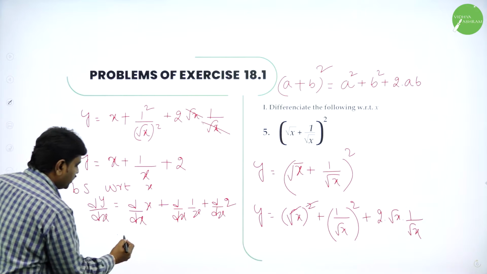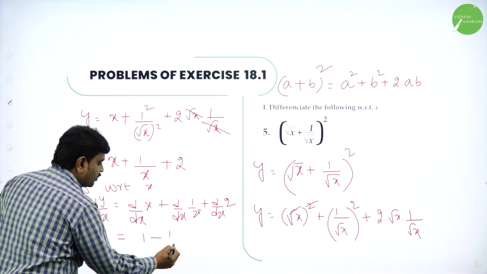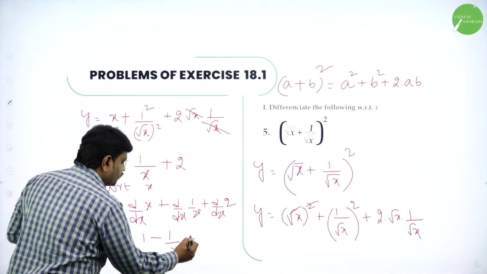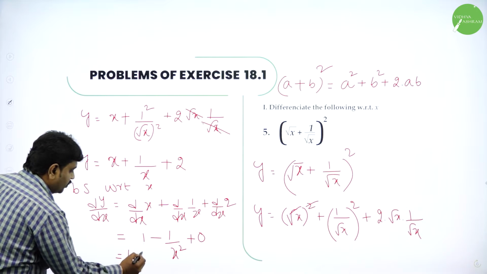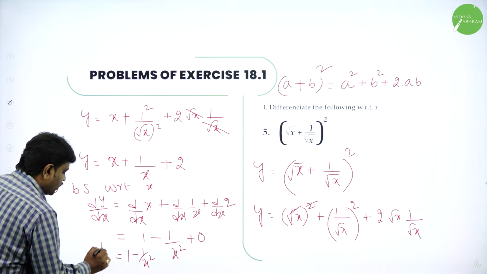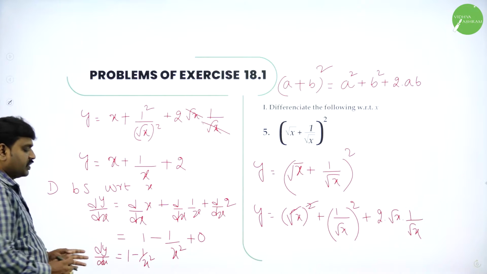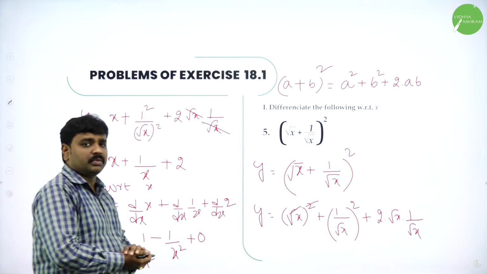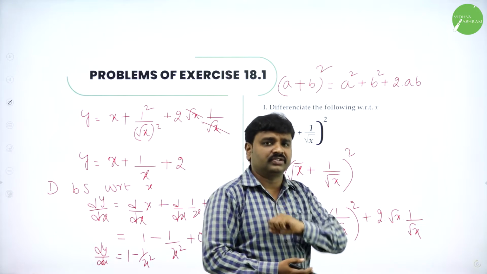So all of you know what is d by dx of x? 1. D by dx of 1 by x is minus 1 by x square. D by dx of 2 is 0. So finally you got 1 minus 1 by x square. This is the value of what? Dy by dx. So we got dy by dx, that is 1 minus 1 by x square. I hope all of you got this.